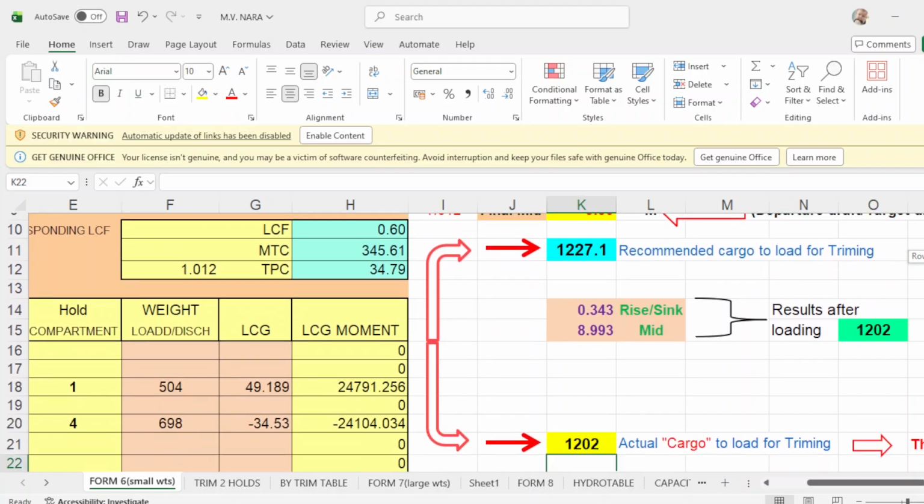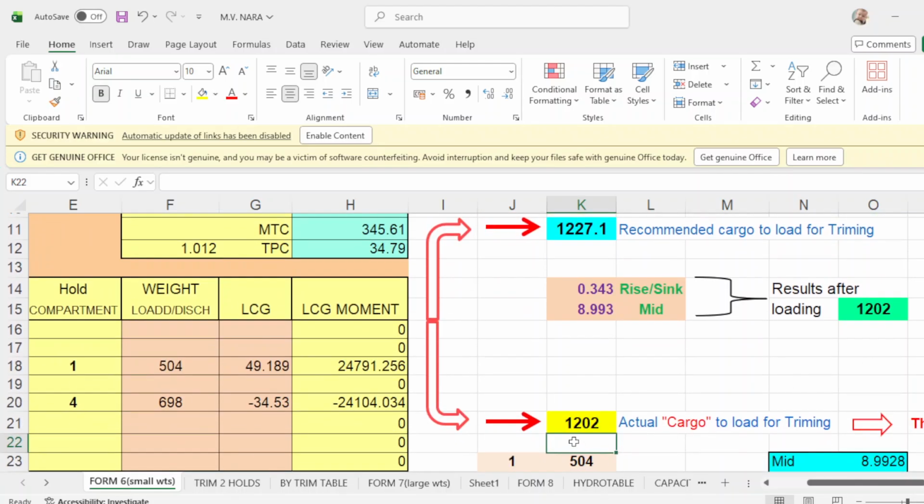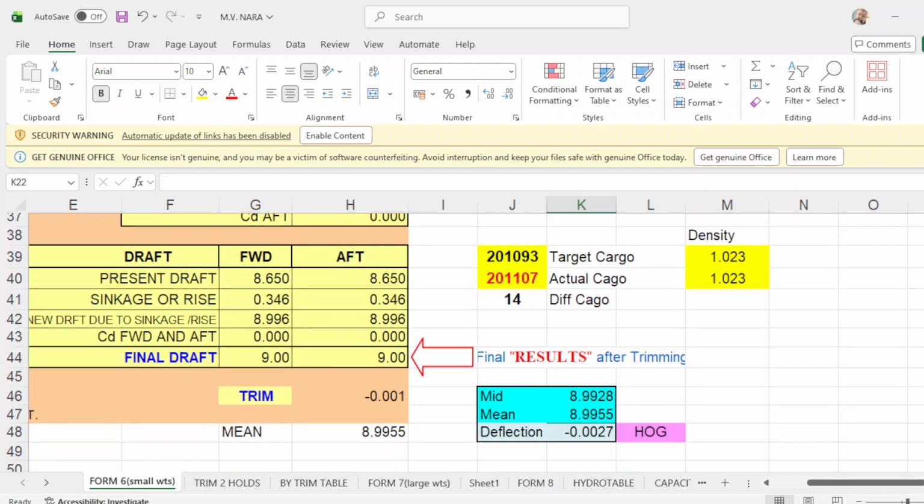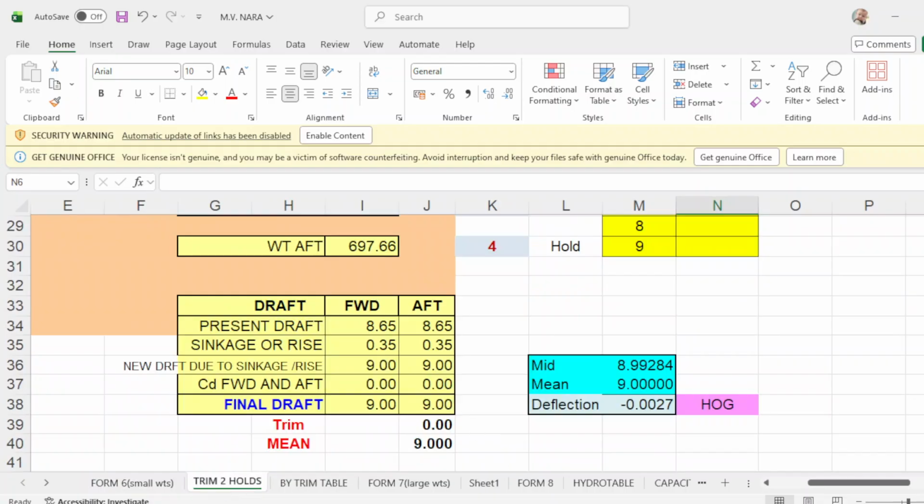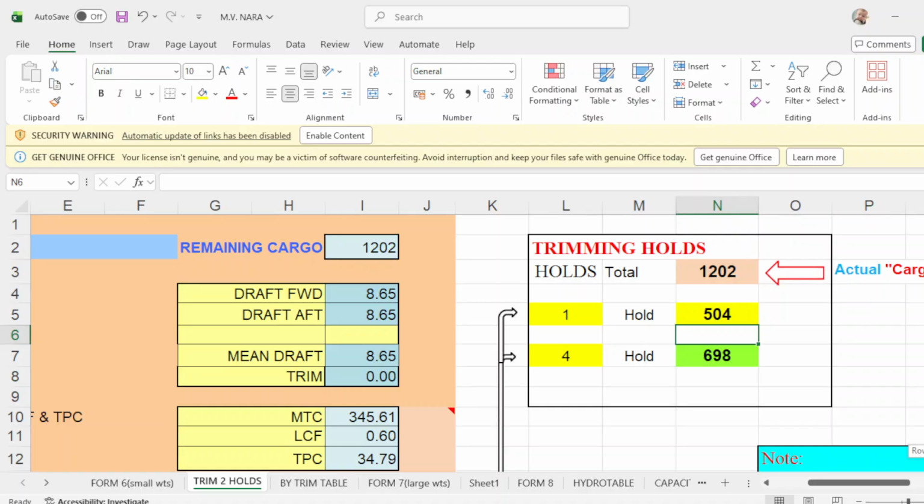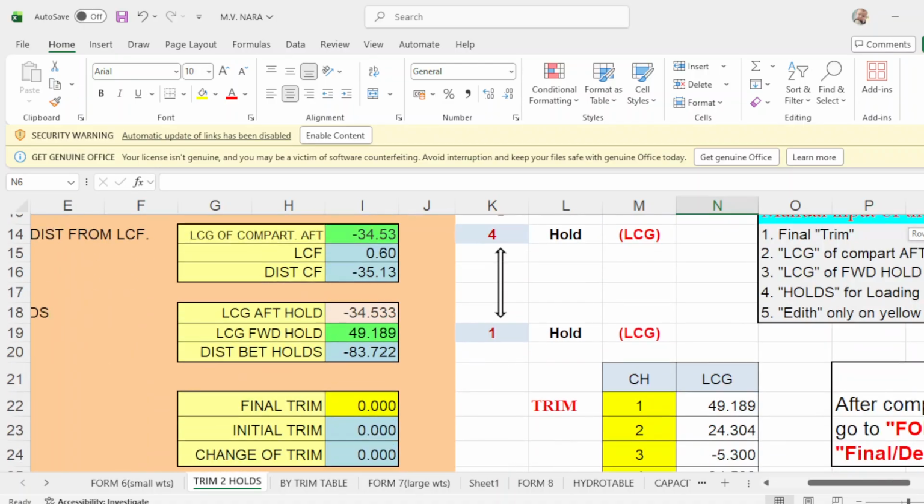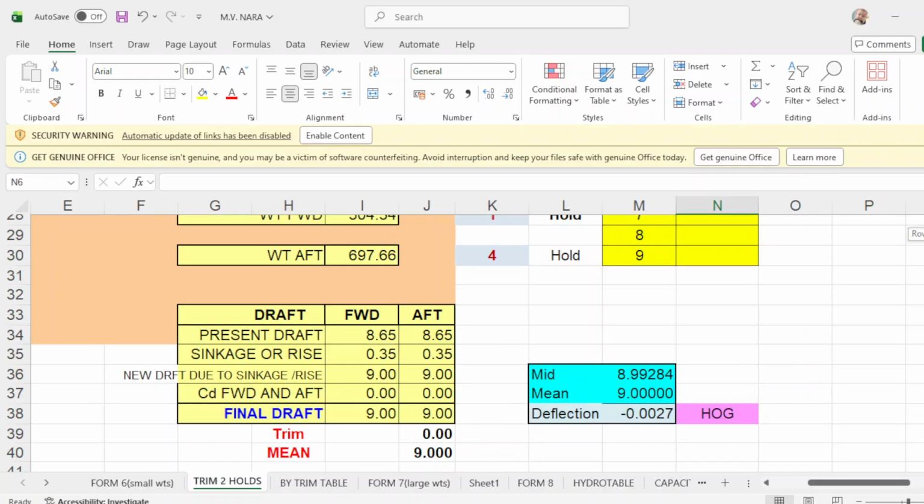With this figure of 1,202, the final drop is 9 meters. Okay, we agreed. And Stream holds 2 with this figure of 1,202, and his final drop is 9 meters. Okay.